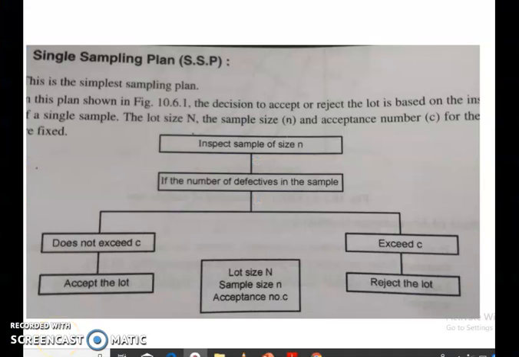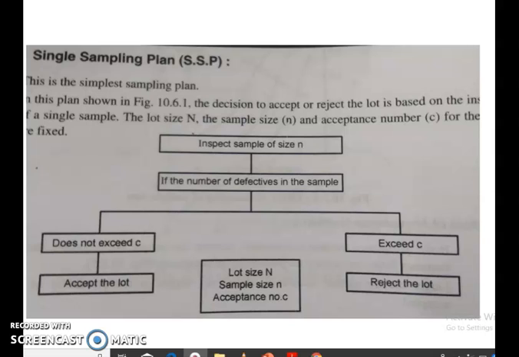Sampling consists of three types: single sampling, double sampling, and multiple sampling. In this, capital N is the lot size, small n is the sample size, and C is the acceptance number. Now we have to discuss the simple single sampling plan.